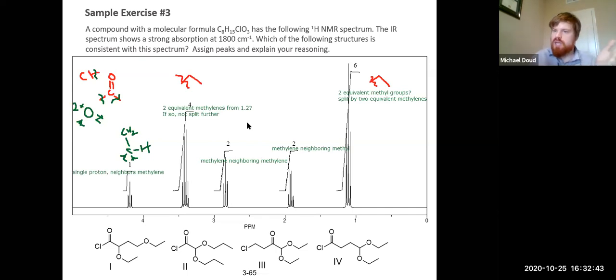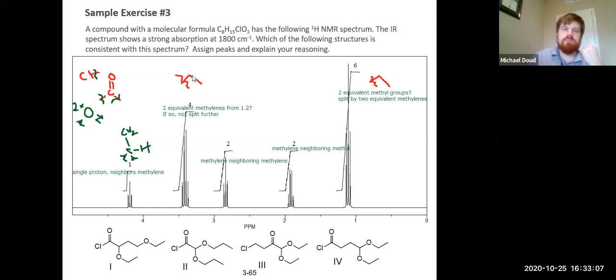Now, do you see any patterns that might be useful? I already wrote it out, but you notice right away, you have a 4 to 6 split here. That's very interesting because this 6 looks like a methyl group that's split by a methylene proton. And then this one over here, 4 to 6, actually looks like, again, 2 methylenes basically split by this methyl group over here.